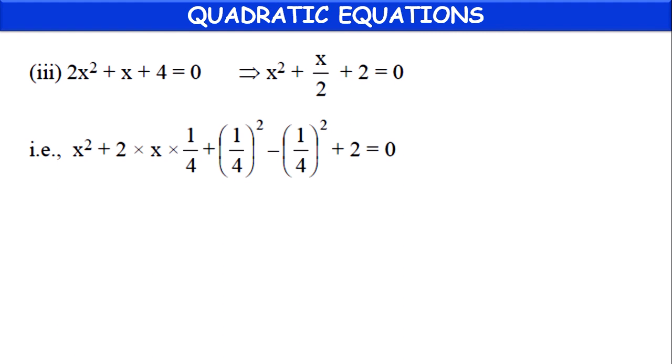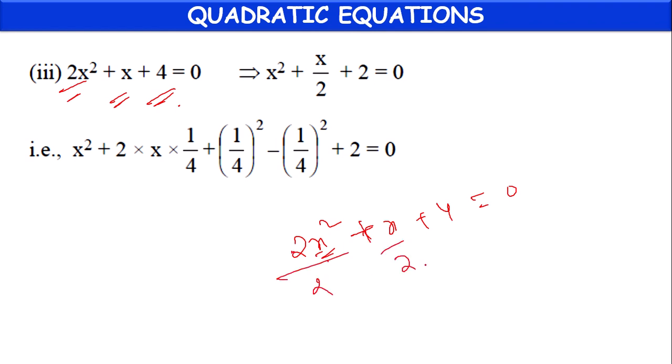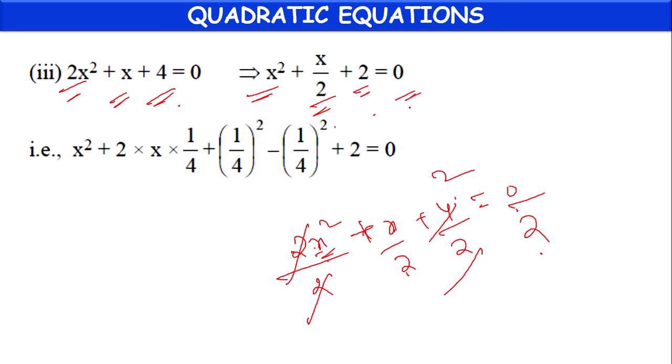Next children, another example. So 2x square plus x plus 4 equal to 0. Coefficient of x square is 2. Let's divide all the terms by 2. 2 gets cancelled, x square will be remaining. Second term x by 2. Third term 4 by 2, 2 will be remaining. Right hand side 0 by 2 equals 0.